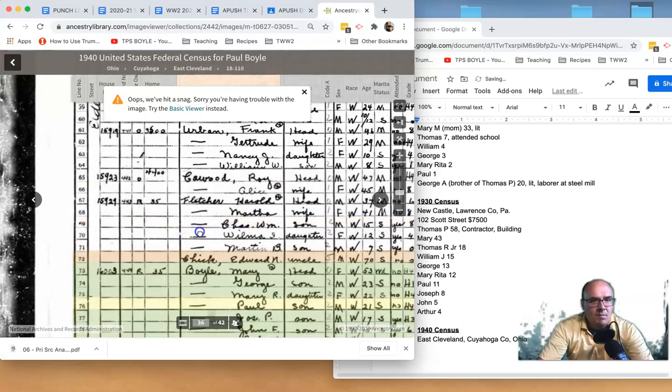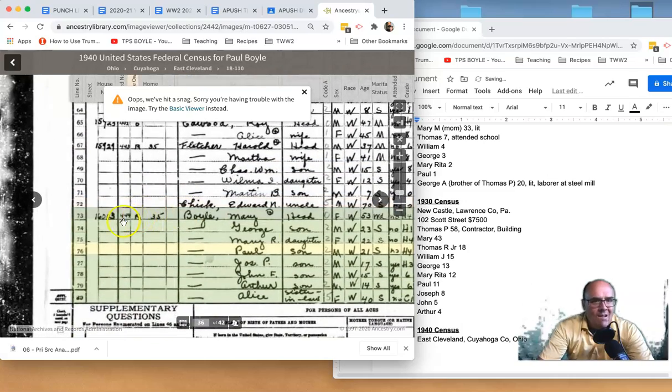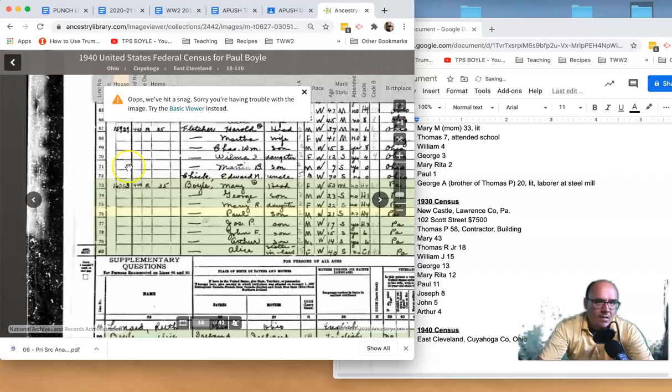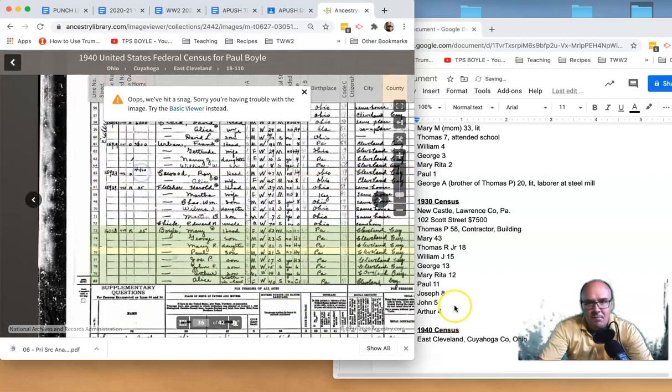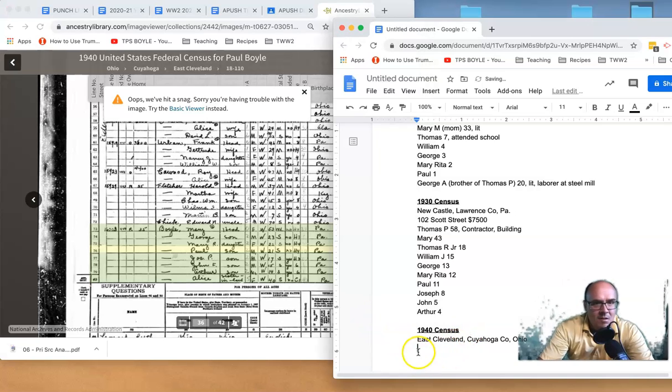Where are you at, Boyles? Here we go. Okay. First of all, our street now is Elderwood Avenue. House number is 1603. Okay, who's living in the house? Mary. She's now the head of household. That tells us something important, doesn't it?